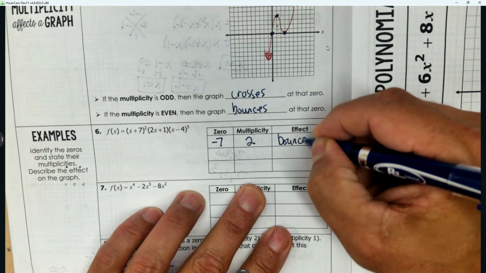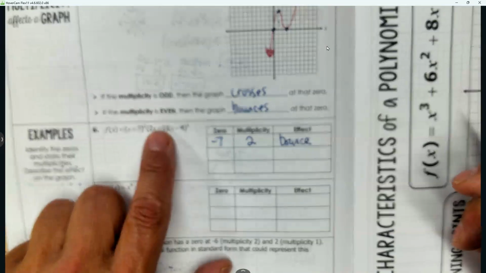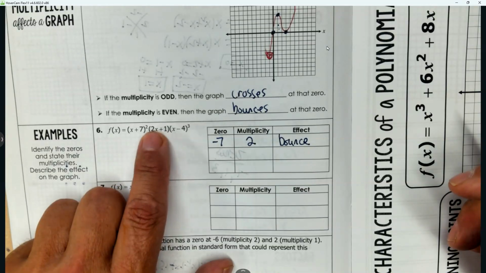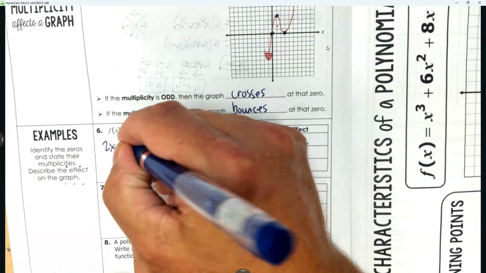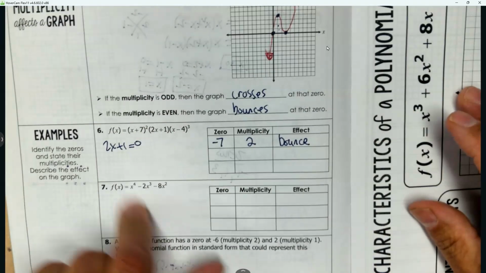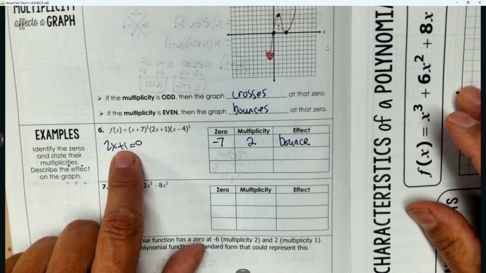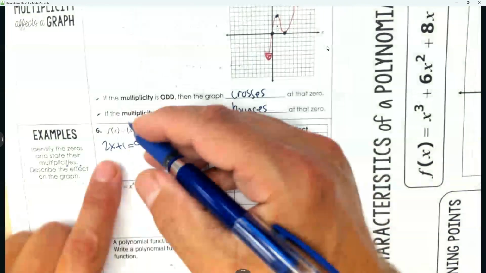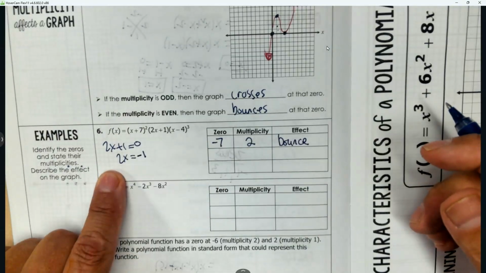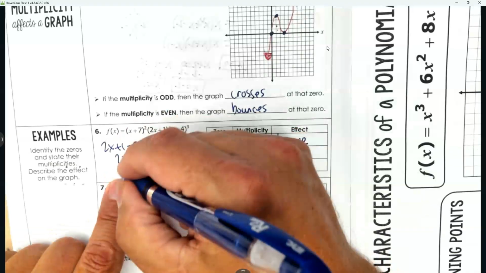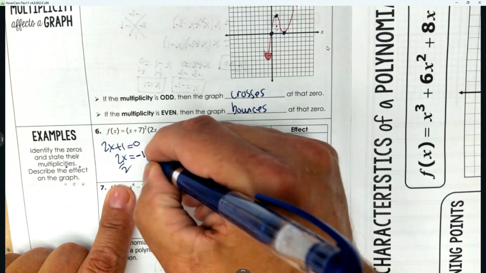It's going to bounce. Now the next one is a little trickier because it's not a simple linear because of that 2. So what happens if you have 2x plus 1? How would you solve it to figure out the 0? You have to do 2 steps. So instead of adding 1, you're going to subtract 1. Instead of multiplying, you're going to divide.